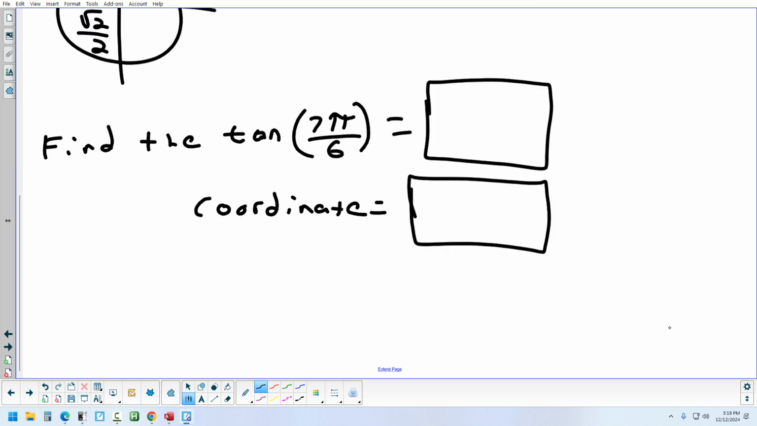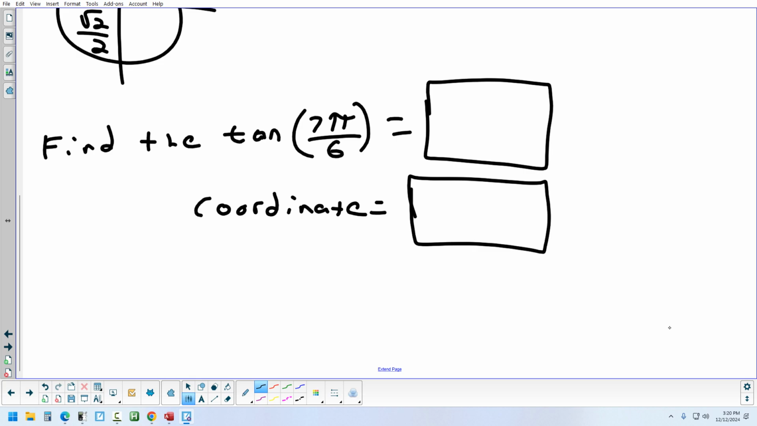All right, so the first thing we're going to look at in this one is the tangent of 7 pi over 6. What do we need to figure out to be able to do all of that? Degrees. That might be a step in the process of figuring out what we need, but what is it we really need? Coordinate. We need the coordinate. If you need to change the degrees to get the coordinate, that's fine. But the coordinate is what you need.